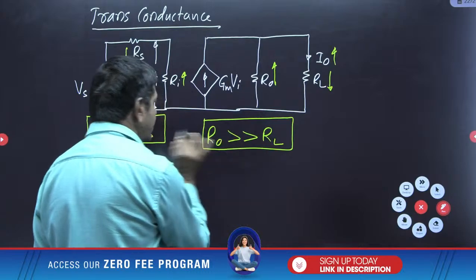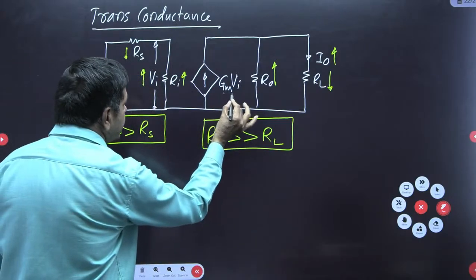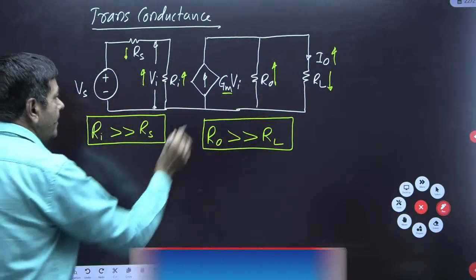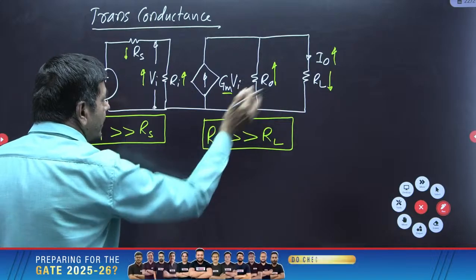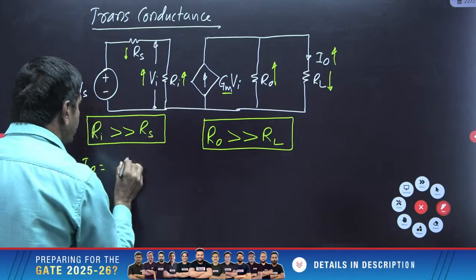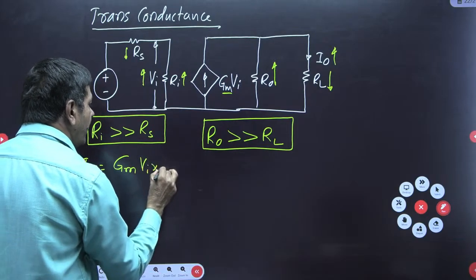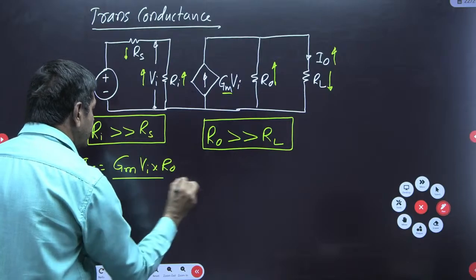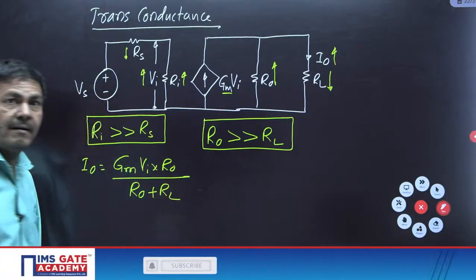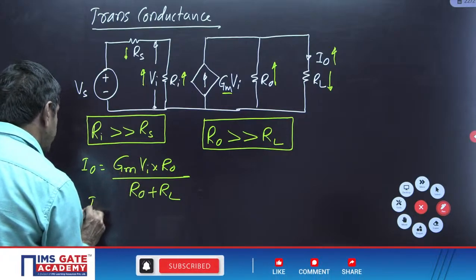Repeated questions, this. But sometimes you may be asked to find the GM or I0 by Vi, any question you will be asked. The current divider formula is applied to find the GM. I0 equal to, you know very well, according to the current division formula, GM into Vi into R0 by R0 plus RL. R0 by RL. Here I can take directly I0 by Vi.